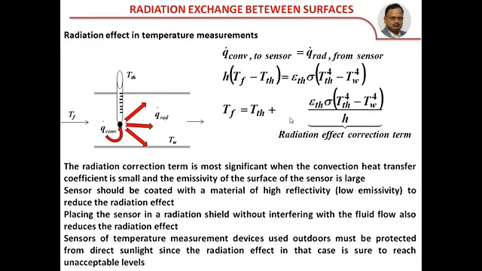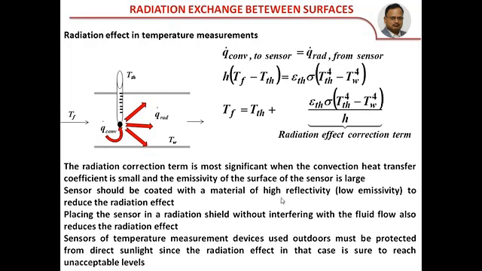A small body in a large enclosure. So from that you can determine the fluid temperature T_F is equal to thermometer temperature plus this term. This term is an additional term which is called the radiation effect correction term. The radiation correction term is most significant when the convective transfer coefficient is small and the emissivity of the sensor is very high. You can see here, when epsilon is high, more and more correction. When h is less, this term becomes more and more.